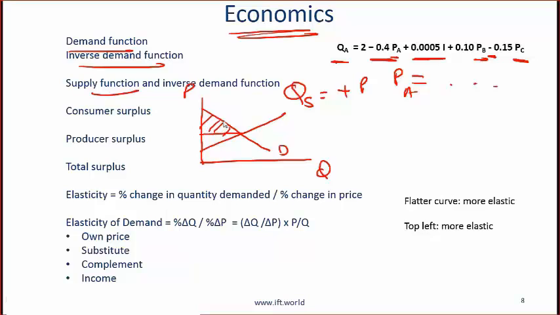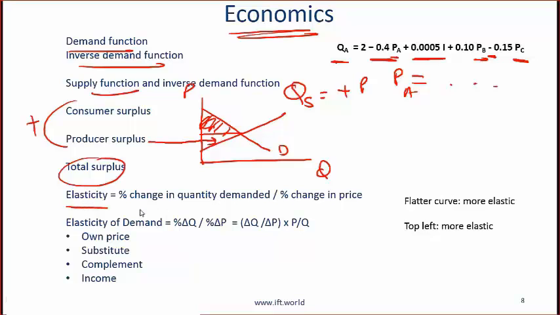I'm not giving any formula here because I expect that you know how to calculate the area of a triangle. And the producer surplus is this area. Make sure that you do questions where you can solve this. Total surplus is the sum of consumer and producer surplus.